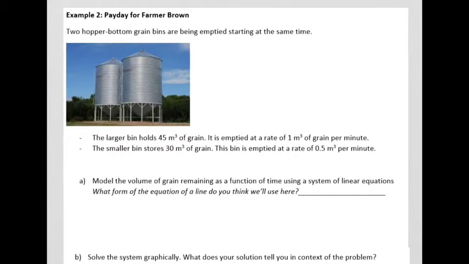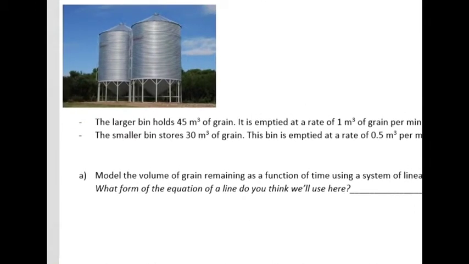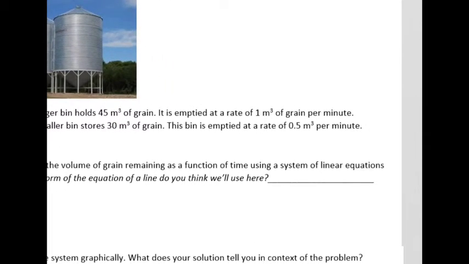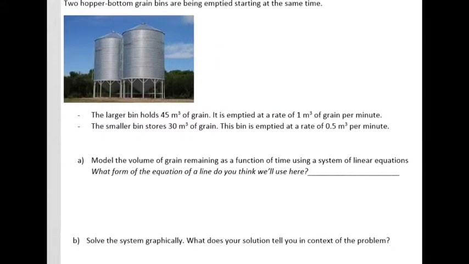So Farmer Brown got 2 grain silos, right? The larger bin, grain bin, holds 45 cubic meters of grain. And when it gets emptied out to ship the grain off to other people that process it, it empties grain at 1 meter cubed per minute. Okay. The smaller bin holds a little bit less grain, and it also empties at a slower rate. So it holds 30 cubic meters and empties at 0.5 cubic meters per minute.